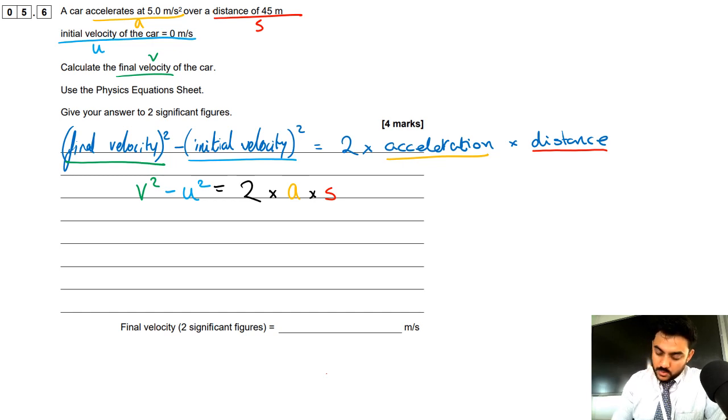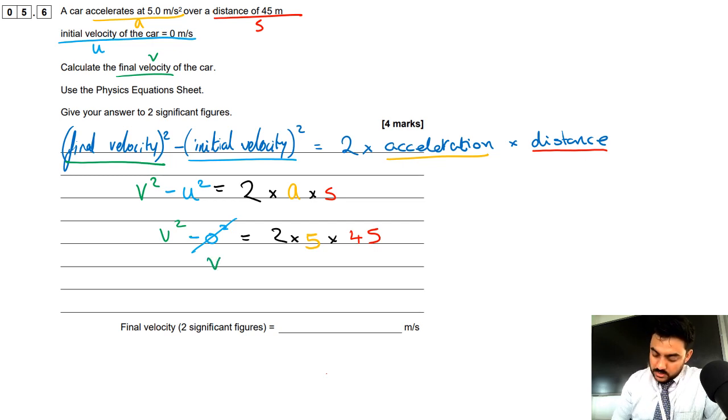Right, v squared remains the same, v squared minus 0 squared. Well, that cancels out immediately, doesn't it? Is equal to 2 times acceleration of 5 times by s, which is 45. We don't know what v squared is, we're trying to calculate that.